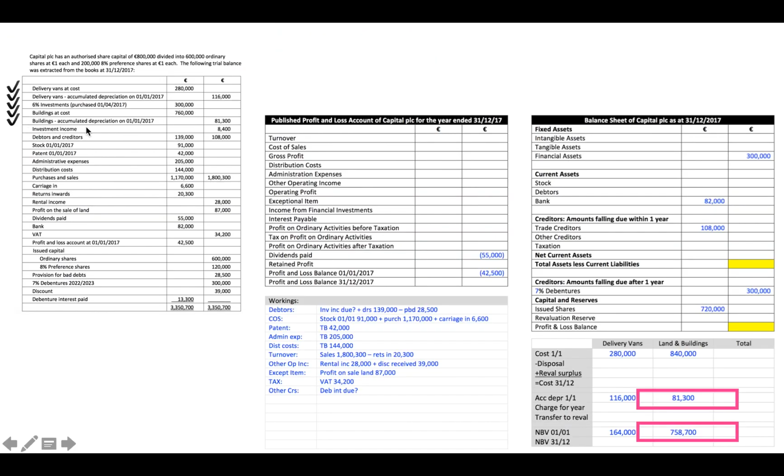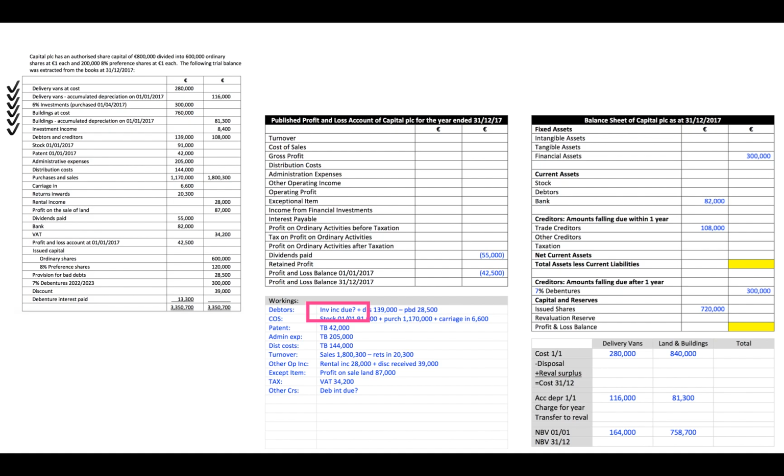Then you have buildings accumulated depreciation, 81,300, which you put in here. 840,000 minus 81,300 is equal to €758,700. Then we have investment income. This investment income, 8,400, is the amount that we have received, but we can work out in a minute what might be due. So investment income due: we know what our investments were up here. We'll have to work that out later on, or we can work it out now, whenever you want to do it, it's absolutely fine.